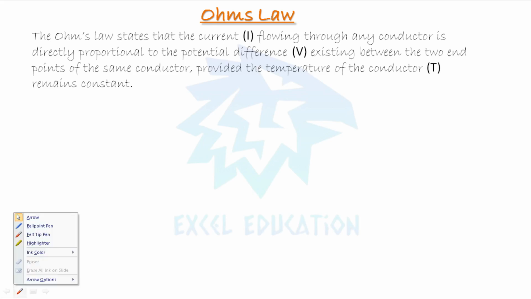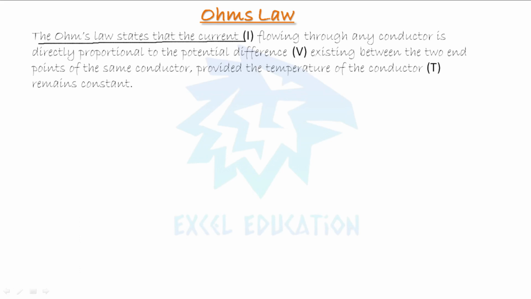So let's read the statement. What does Ohm's law state? Ohm's law states that the current I flowing through any conductor is directly proportional to the potential difference existing between the two end points of the same conductor, provided that the temperature of the conductor remains constant.